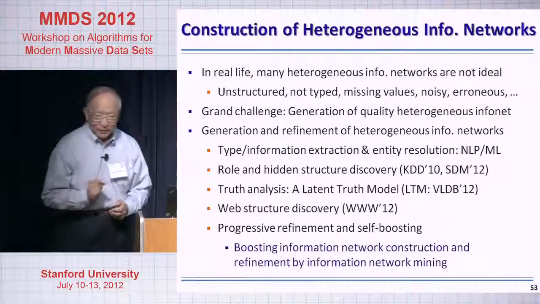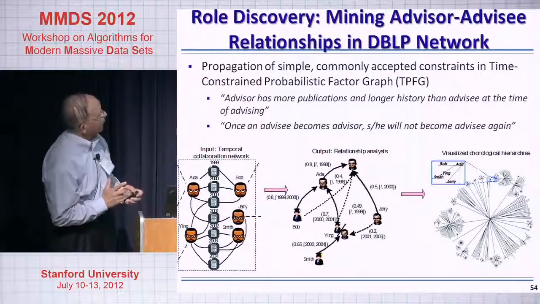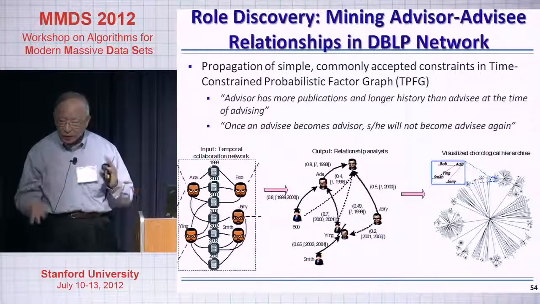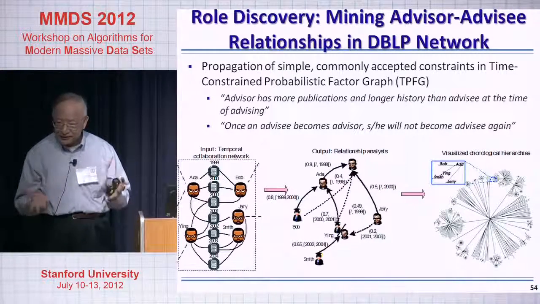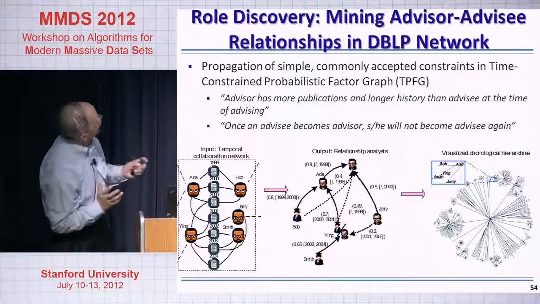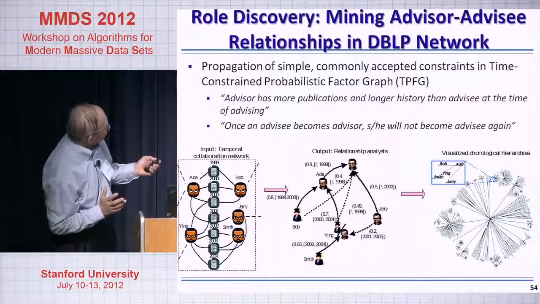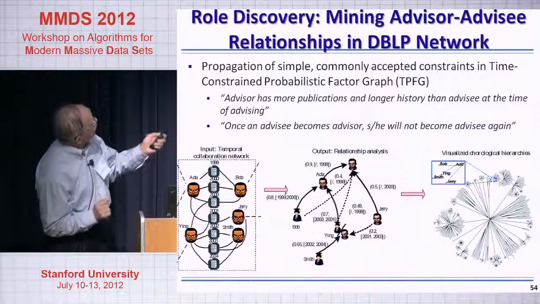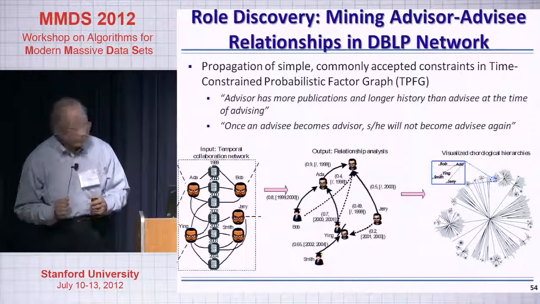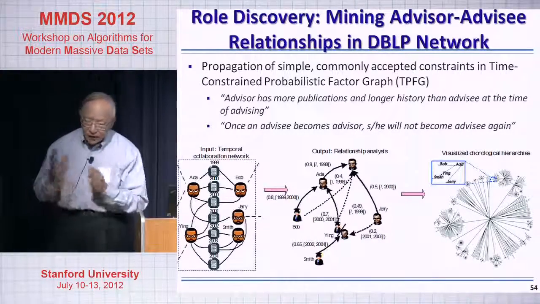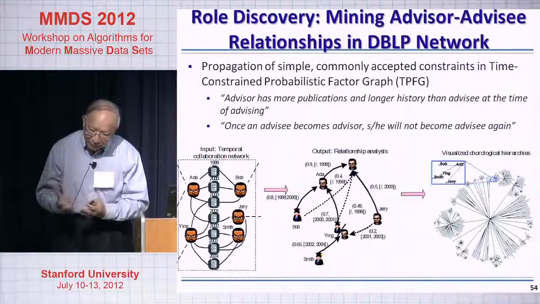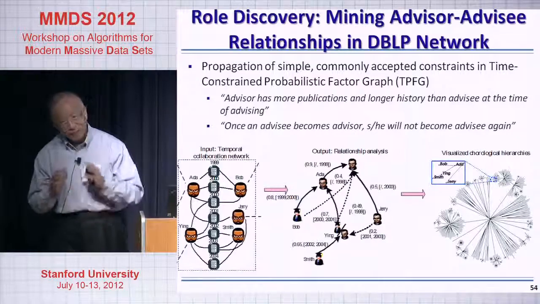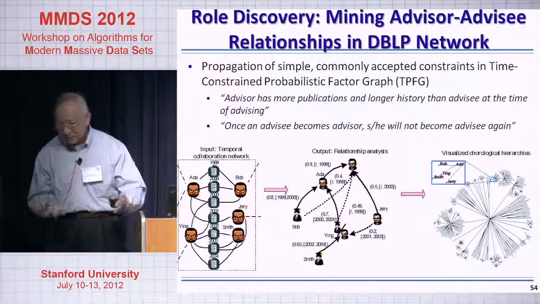Just give you one example. We tried this in DBLP. We try to discover who are whose advisors in which years. The interesting thing is you construct this heterogeneous network graph by putting a small number of constraints. For example, the constraint says the advisor will have more papers published and a longer publication history at the time of advising than the advisee. You probably will agree.